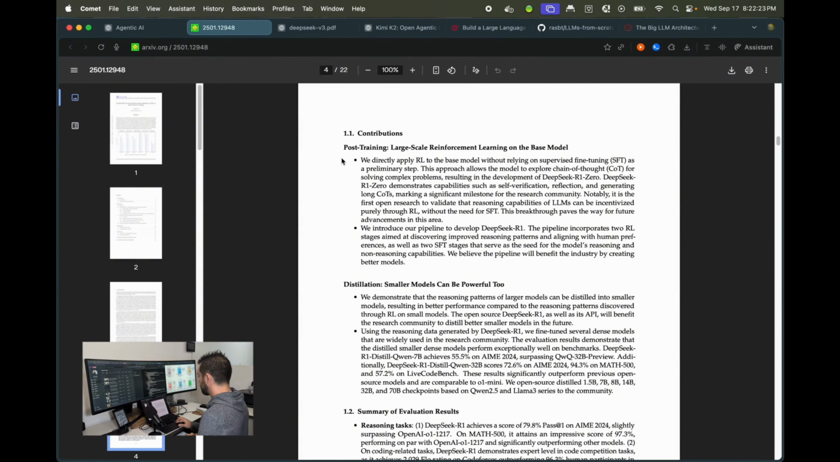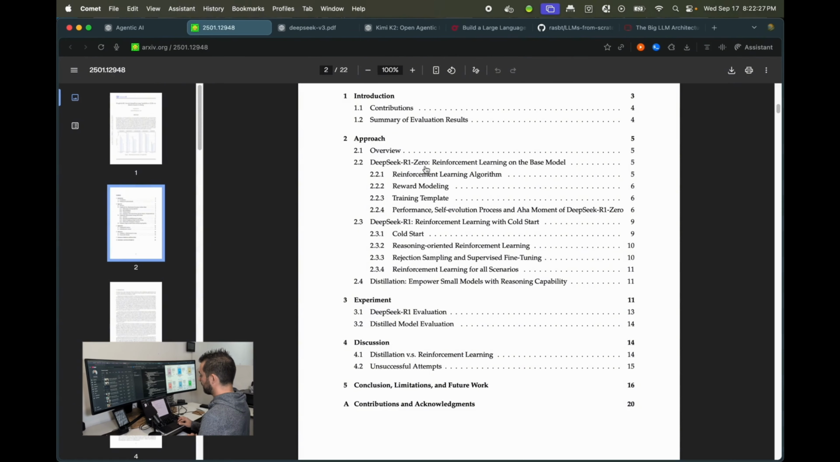It has the sections we saw at the beginning, talks about DeepSeek R1 0, which is the base model with reinforcement learning. They discuss the algorithm they used, how they created the reward model, the training template, performance, the evolution process, the breakthrough moment when they achieved reasoning, and then the limitations they found with this, which they ended up naming DeepSeek R1 0. They then addressed these limitations with what they call a cold start, which helped make the reinforcement process more effective. They use something called rejection sampling, which we can look into more deeply.